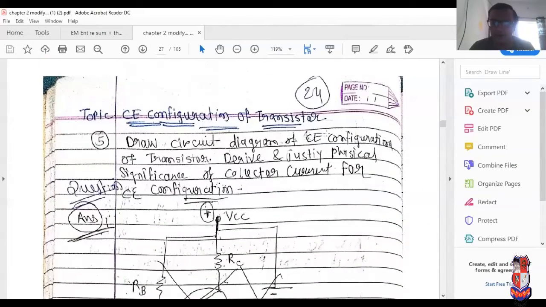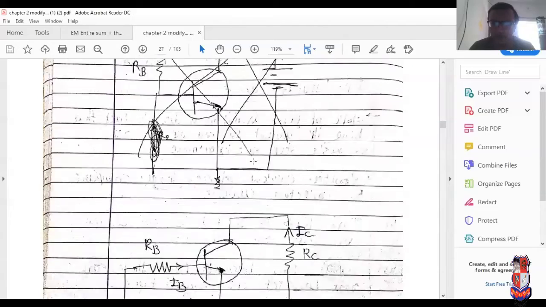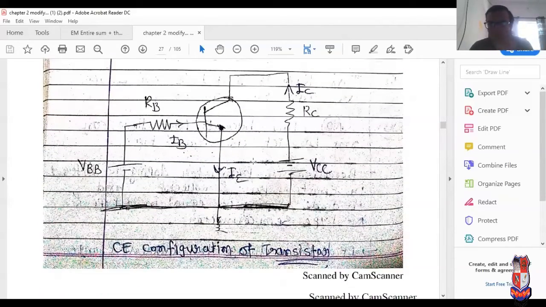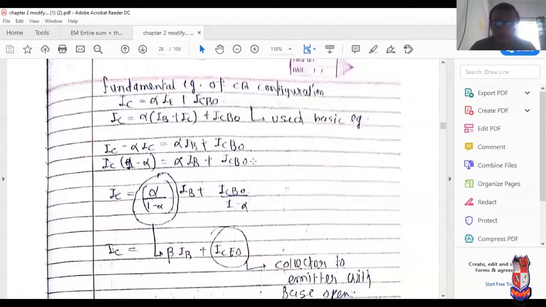Draw the circuit diagram of common emitter configuration of a transistor. See this, this is the circuit diagram. I have also sketched it on the whiteboard. Now see, this is the equation of collector current derivation, most important related to external examination.